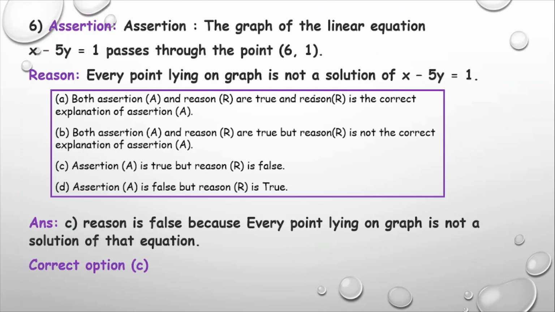Question 6. The graph of the linear equation x minus 5y equal to 1 passes through the point 6, 1. Reason: every point lying on the graph is not a solution of x minus 5y equal to 1. For any given line, a point lying on the graph must be a solution. But here it is given as not a solution. So the reason is false. Directly you go and opt option C. No need to check the assertion.